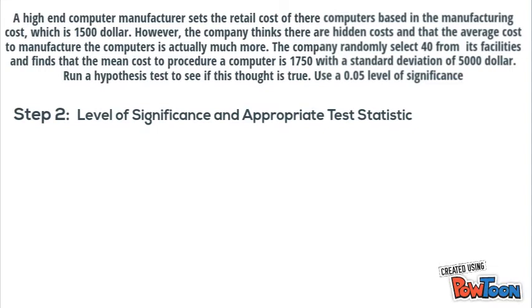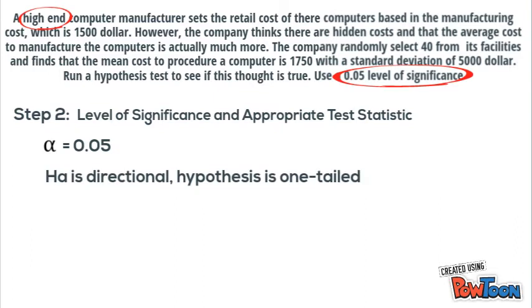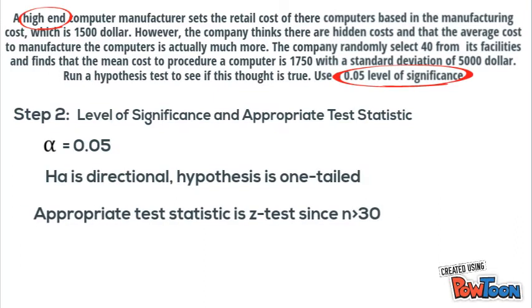Step 2. Level of significance and appropriate test statistic. Level of significance is equal to 0.05. From the word "higher", HA is directional and the hypothesis test is one-tailed. Appropriate test statistic is z-test since n is large.